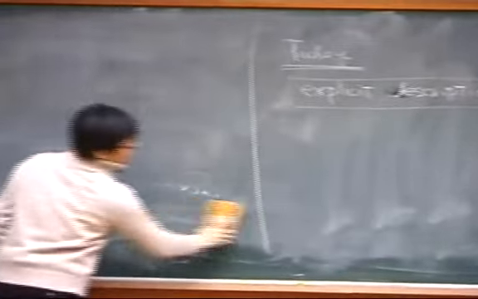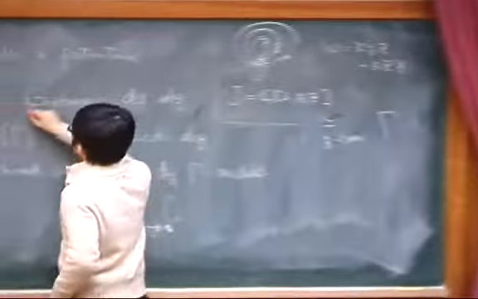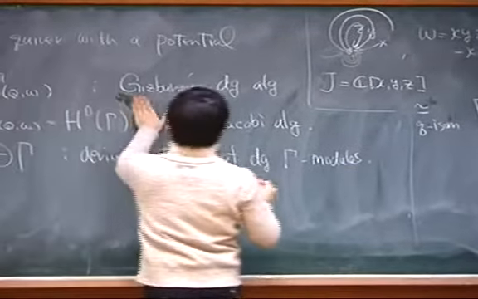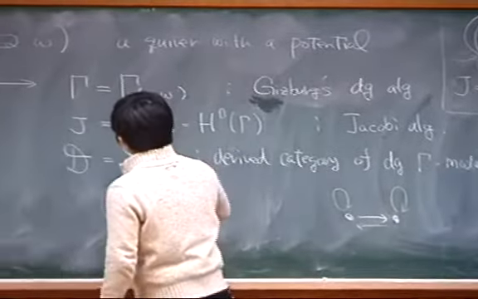But the important thing is this is always 3 Calabi-Yau. Sorry, not this. 3 Calabi-Yau.